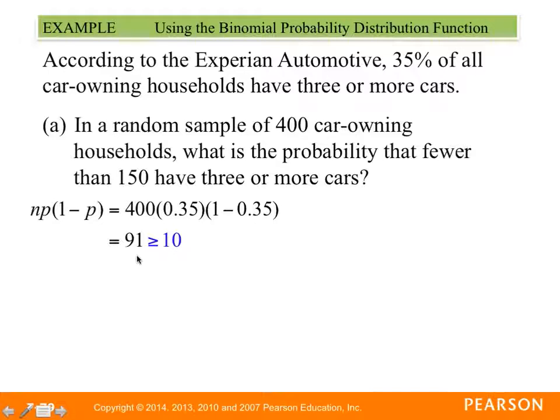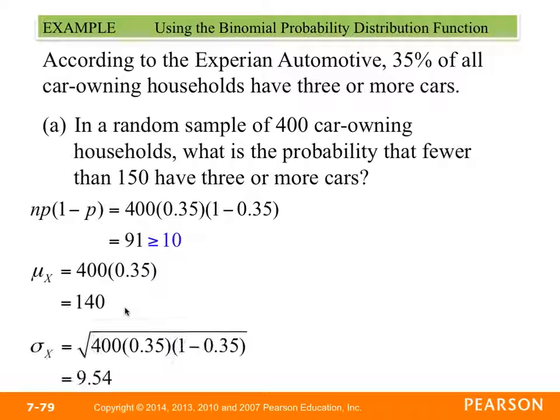So that means that assumption is met, okay? We go ahead and calculate the mean. Mean is n times p. So we take our 400 times our 0.35 and we get 140. What that actually means is that in a bunch of random samples of 400 car-owning households, we should end up with a mean of about 140 out of those 400 that have 3 or more cars, based on the percentage that Experian Automotive is telling us.